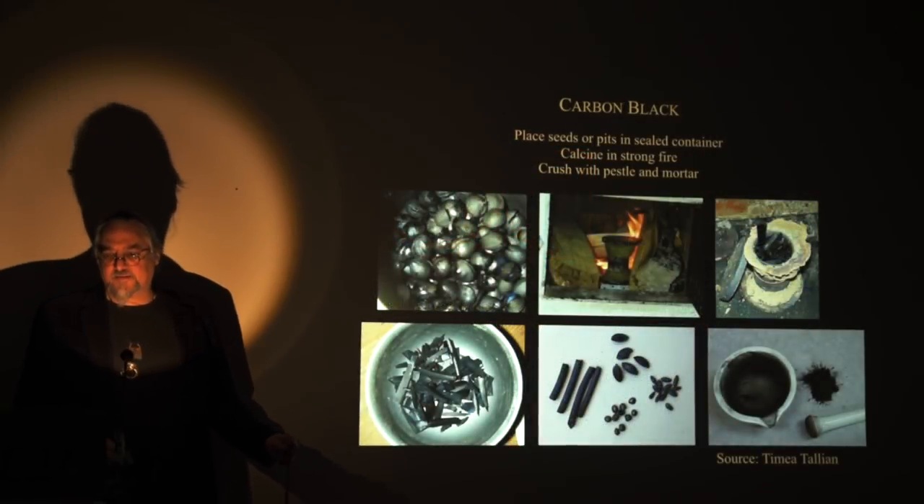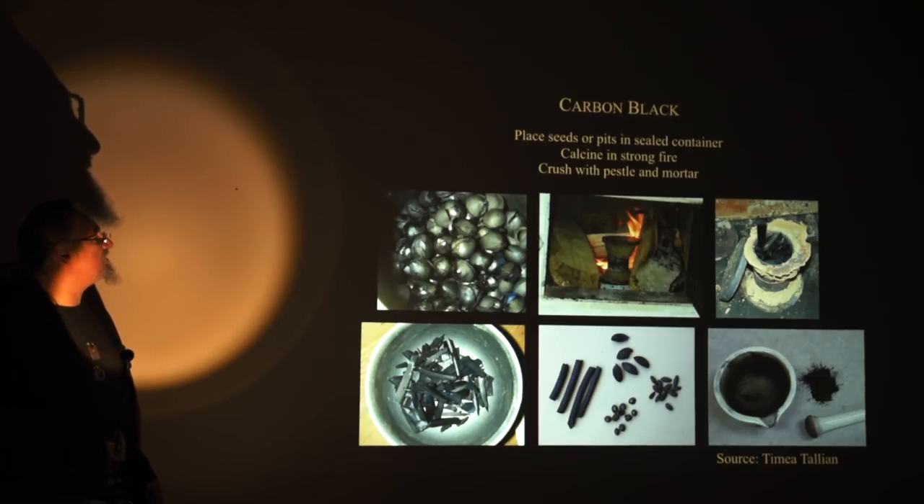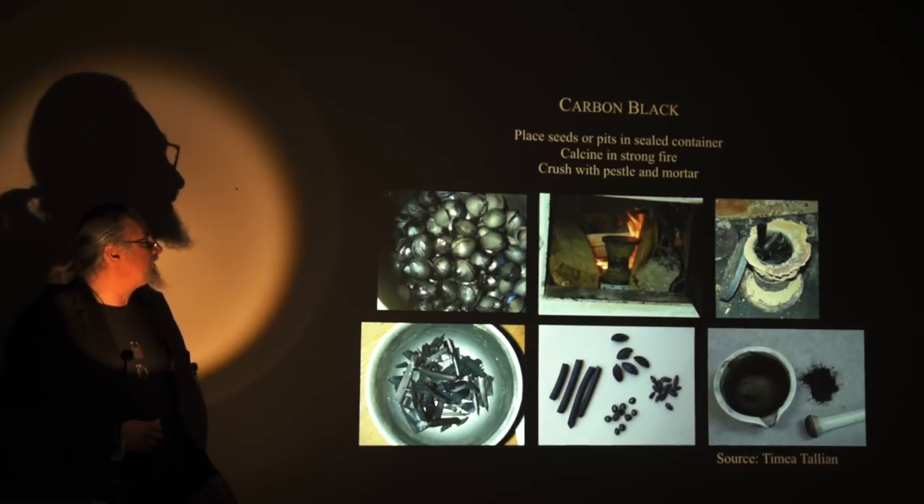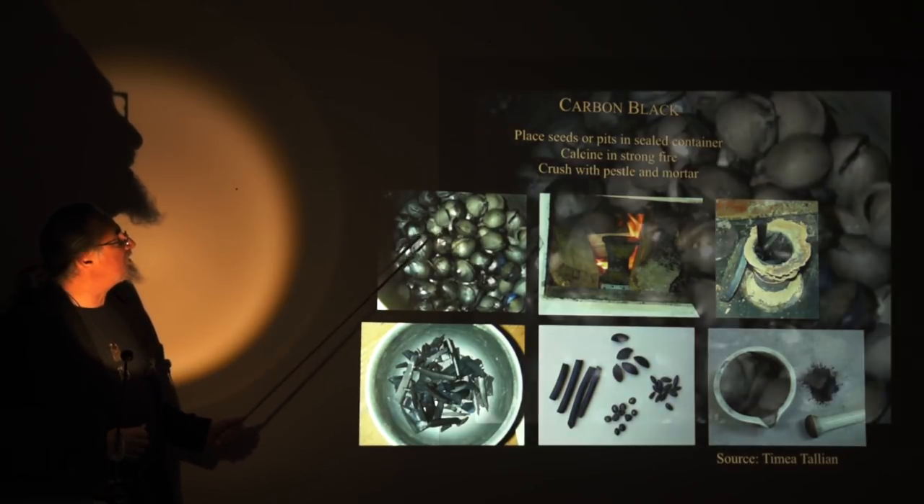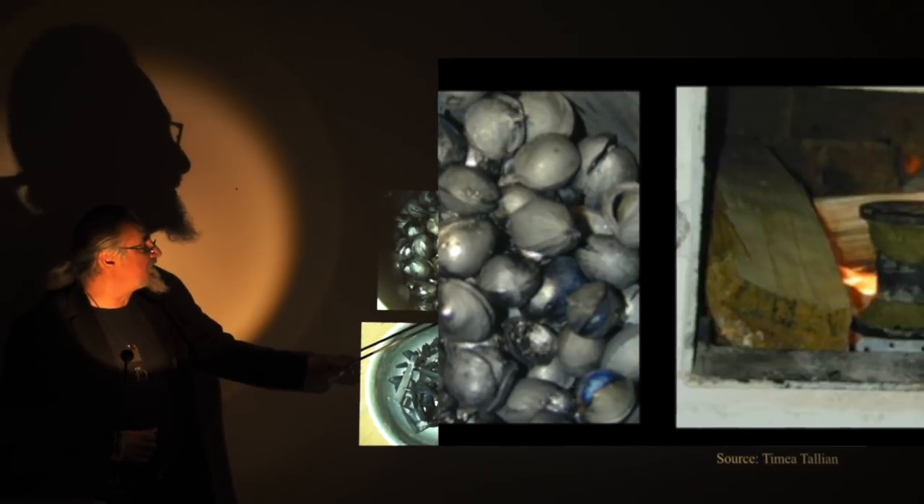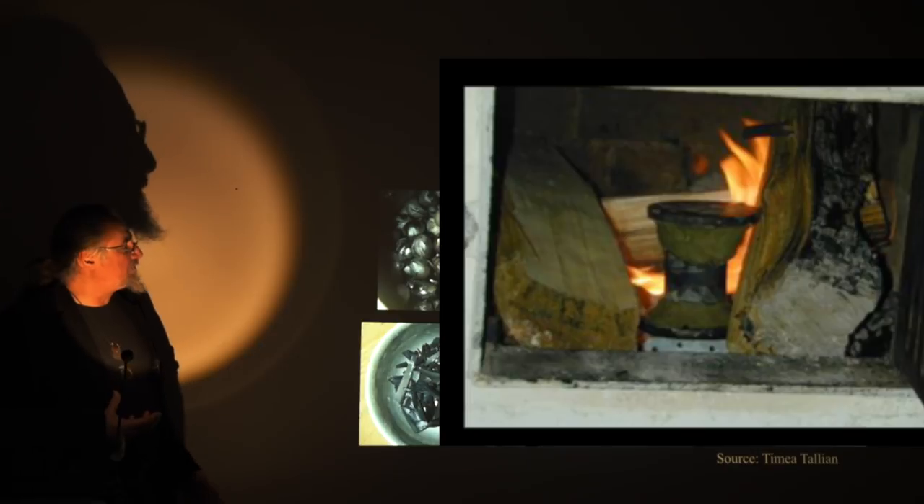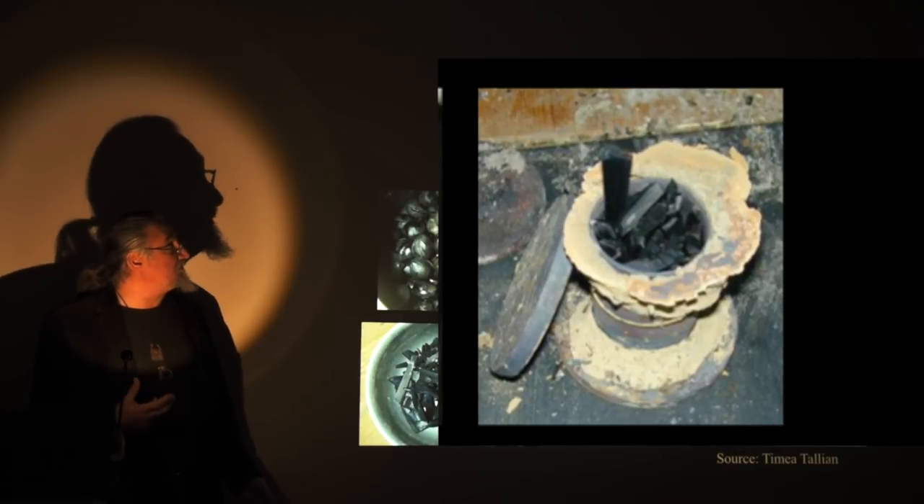For blacks, and I have Timmy Italian to thank for these slides. She teaches here at the Vienna Academy of Visionary Art. She did an experiment where she was taking seeds or pits and placing them in a sealed container, which was then placed in a very hot fire in order to calcine and blacken that organic material.